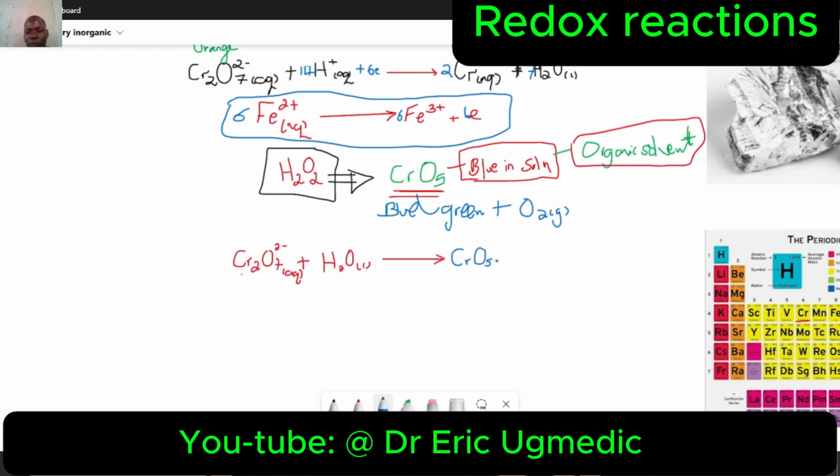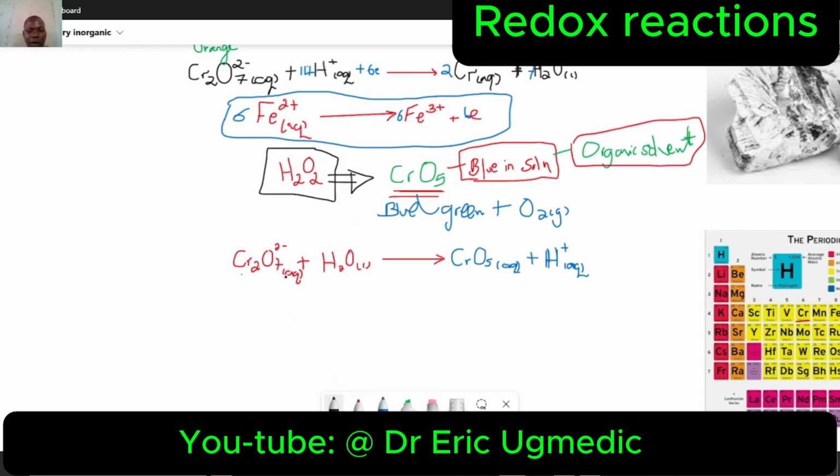So you have this chromium pentoxide formed, and what else are we going to form? We are going to form hydrogen ions. This is aqueous. It will appear blue, and then you have your hydrogen ions formed as well, aqueous. So let's balance this equation very fast. So what do we have?